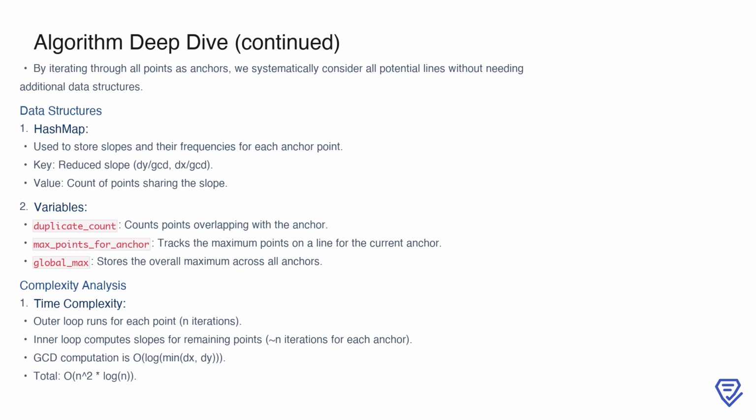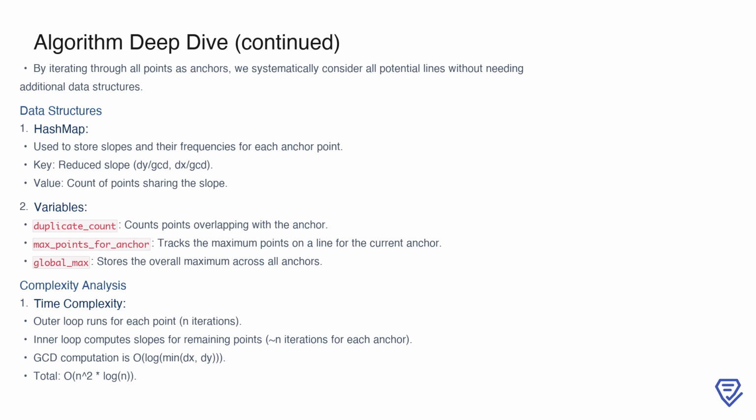The algorithm relies heavily on 2 key data structures, the hash map and a few supporting variables. The hash map stores slopes and their frequencies for each anchor point, with the key being the reduced slope pair and the value being the count of points sharing that slope. Supporting variables include duplicate_count, which tracks the number of points overlapping with the anchor, max_points_for_anchor, which tracks the maximum number of points on a line for the current anchor, and global_max, which stores the overall maximum for the entire input.